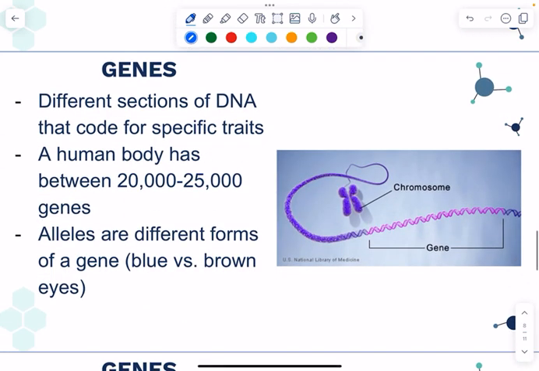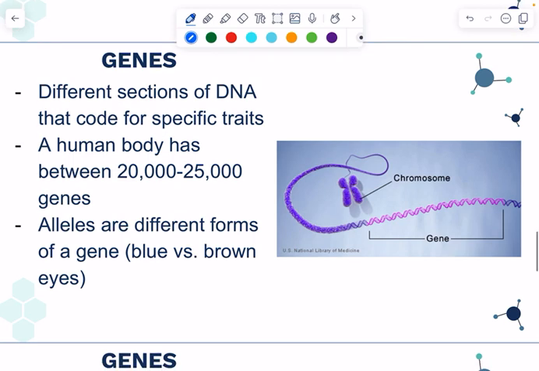Now, if you were to divide up your chromosomes into a smaller section, those would be genes. Genes are specific sections of the molecule that code for specific things. We have anywhere from 20,000 to 25,000 genes. And there are also different forms of genes called alleles. So you get different alleles from your mom and your dad, and they can be dominant or recessive. And we'll talk more about this later with Punnett squares.